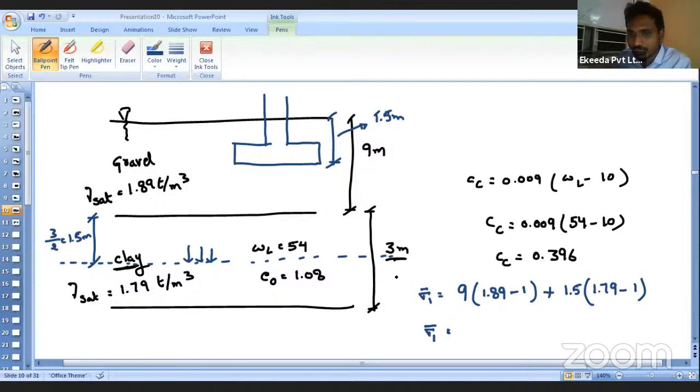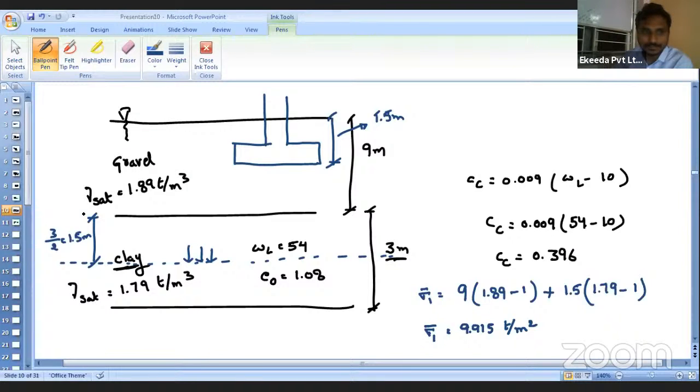So if we are solving this, then we will obtain a magnitude of around 9.915 tons per meter square. Now we have obtained the sigma 1. The point is how we have to find out the sigma 2 bar.